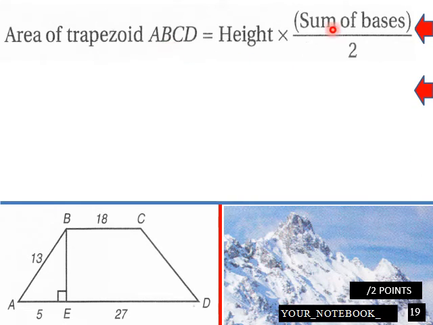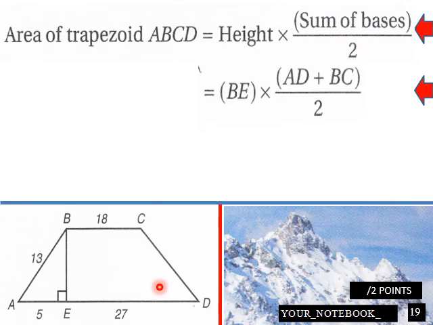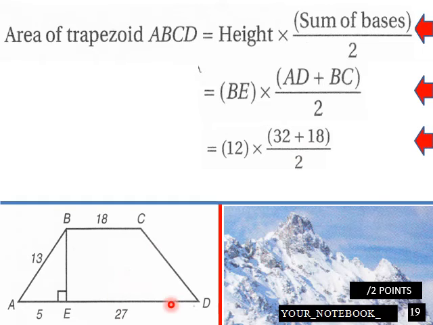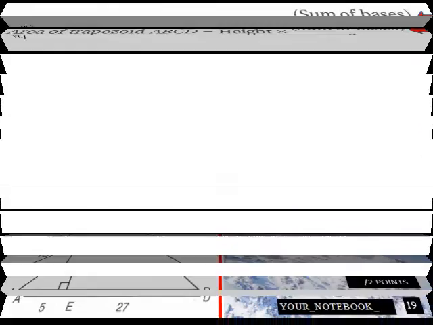So the area of a trapezoid, here's our formula here. Height times the sum of the bases over 2. So BE, here's our height, times AD plus BC, equals 12 times 32 plus 18 over 2, which would be 300 here.